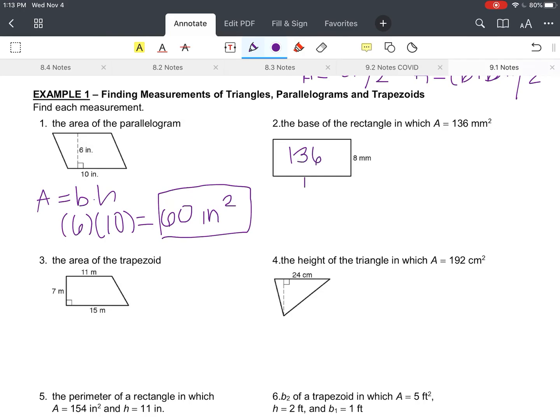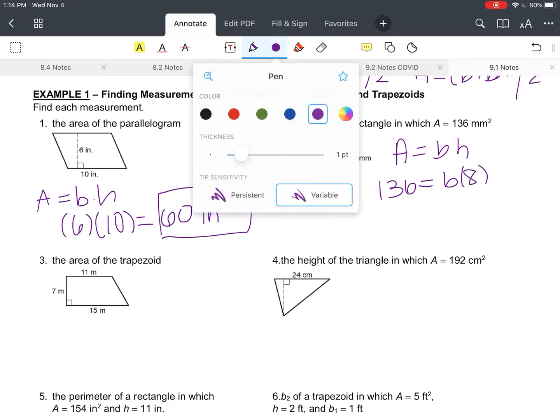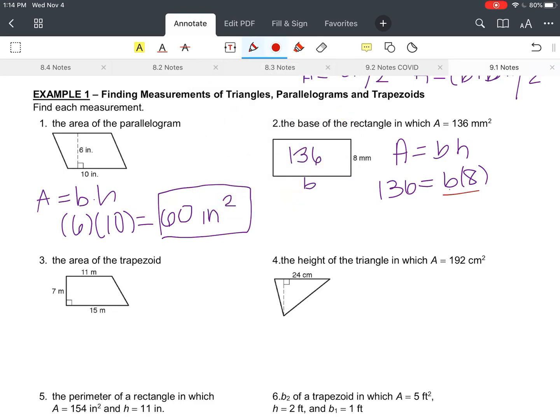For number 2, it wants me to find the base of a rectangle where the area is 136 millimeters squared. Well, the area formula, again, is base times height. I know my area is 136, so I can substitute that in for A. I don't know what my B is, and I know my height is 8. To undo multiplying, I divide, so I'll divide both sides by 8. And I'm going to get that my base is 17 millimeters.